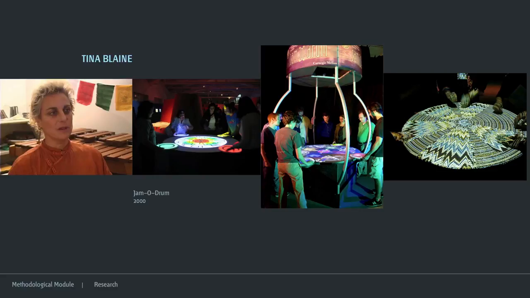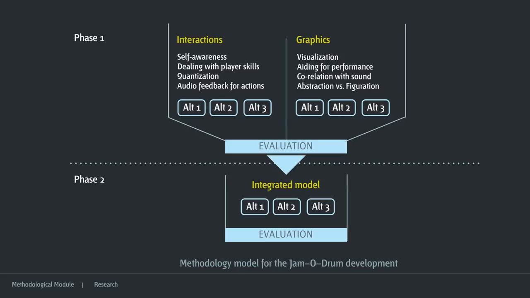I've taken her work with the Jamma drum as a kind of case study. It's interesting what happened to the Jammatron. It was created in 2000, but after that, a lot of people have taken the structure and built other things with it. Some people build games, and some people build musical instruments, or a mix of both. But I was more interested in the methodology aspects of this project.